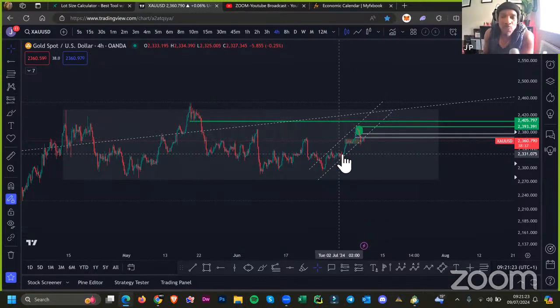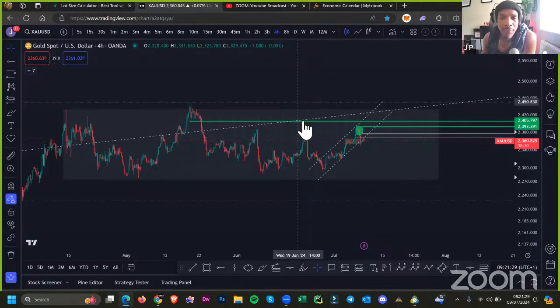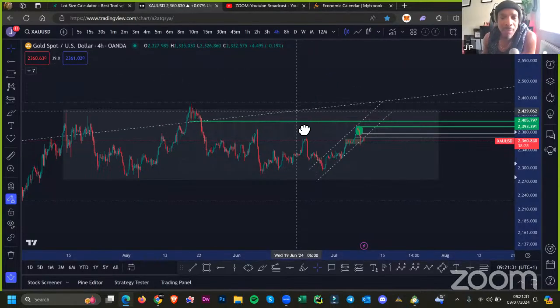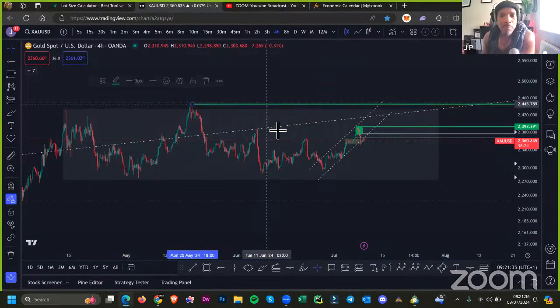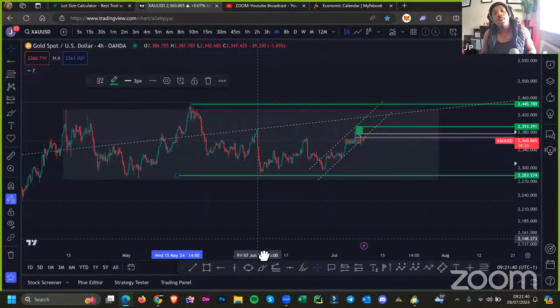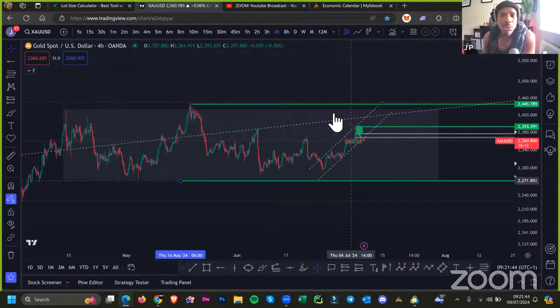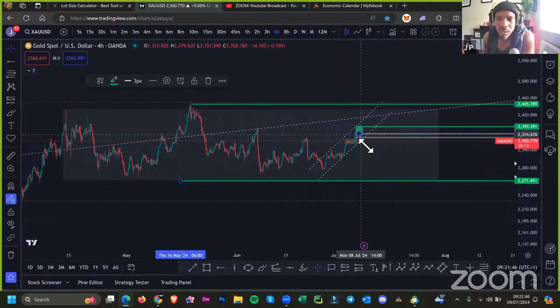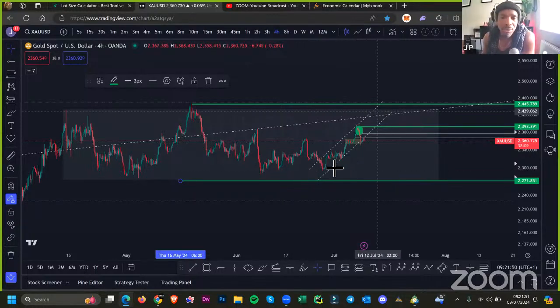And to be fair, where we are right now in the middle of this range, I'd prefer to see this market get involved above that green line or below that green line. In an ideal scenario, on a smaller scenario, we are at the bottom of this range, which is a discount of this impulse. But yeah, it's a load of fluff.